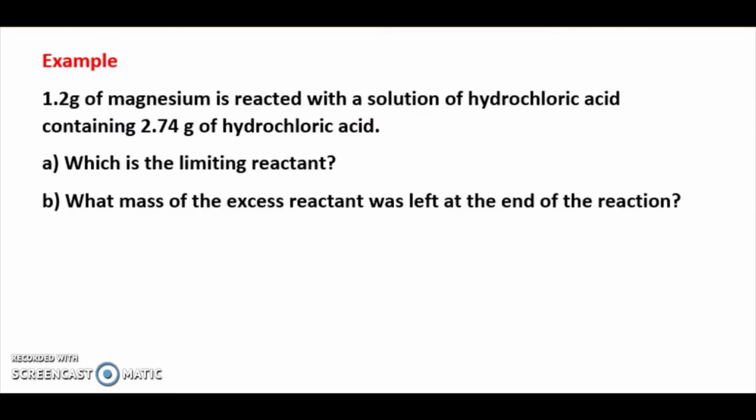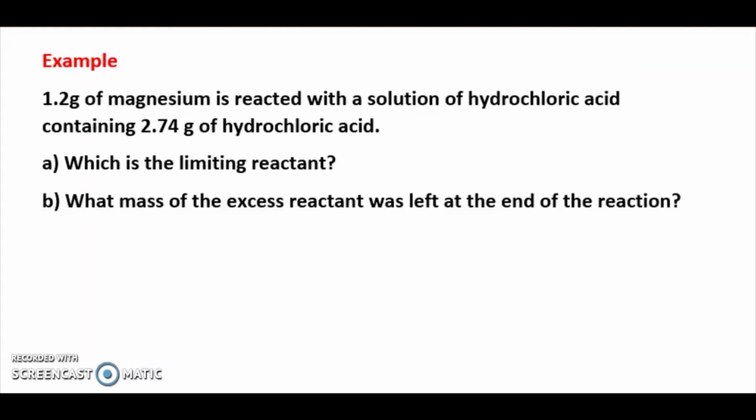Let's look at this example. 1.2 grams of magnesium is reacted with a solution of hydrochloric acid containing 2.74 grams of hydrochloric acid. Which is the limiting reactant? What mass of the excess reactant was left at the end of the reaction? Now, to determine the limiting reactant and the excess reactant, we first of all need to calculate the number of moles of each reactant.